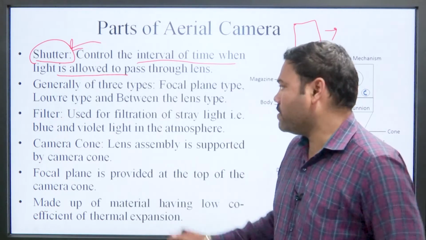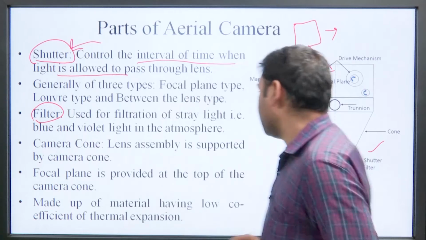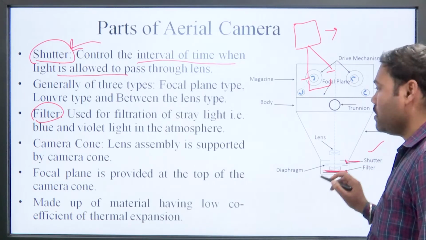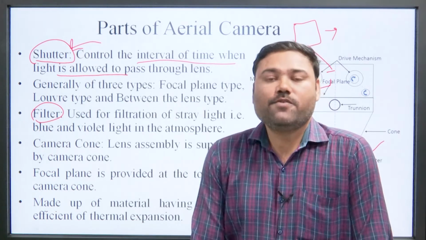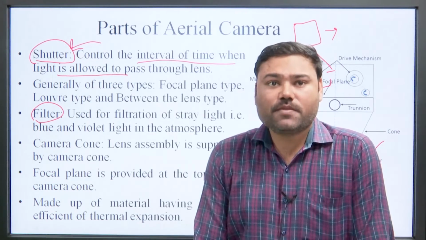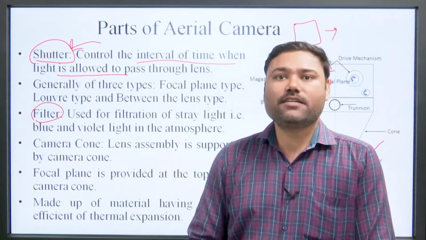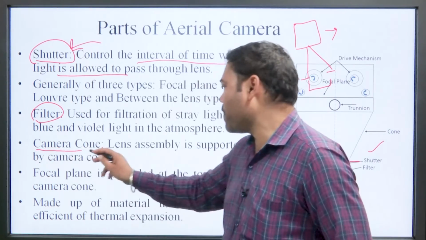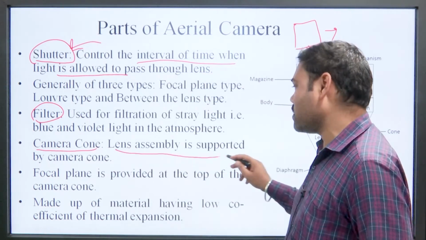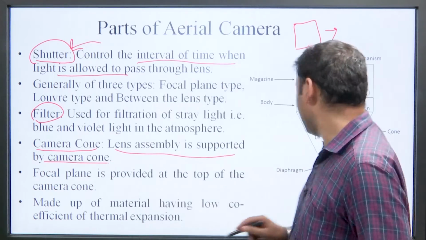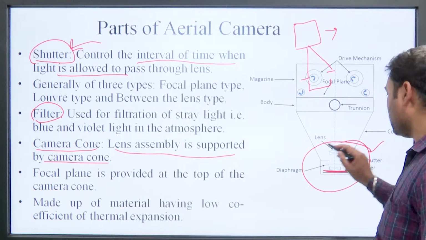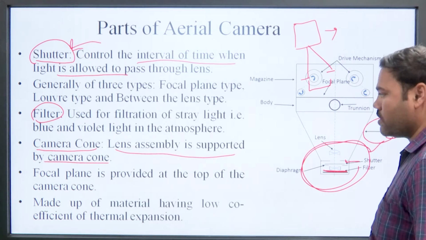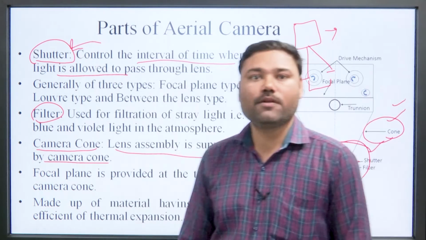Talking about the filter, it is generally at the bottom of the camera. The filter is used for filtration of stray light, that is, blue and violet light present in the atmosphere. Talking about the camera cone, the lens assembly is supported by a camera cone. All these parts are supported by this cone, which is known as the camera cone.